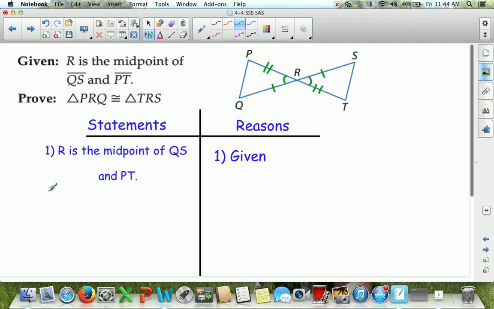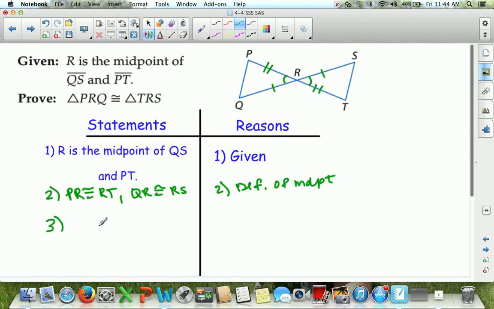So let's just write down what we know, what we were brainstorming. So we know that PR is congruent to RT, and QR is congruent to RS. And that's the definition of midpoint. Okay, so we dealt with the sides. The sides are good. Now let's talk about the angles.